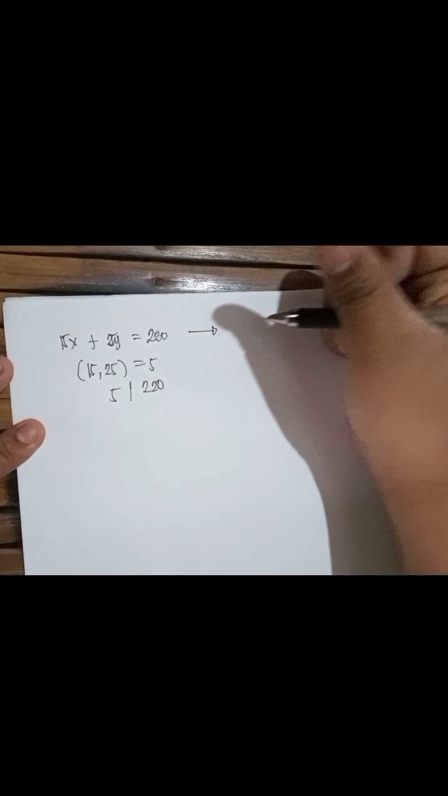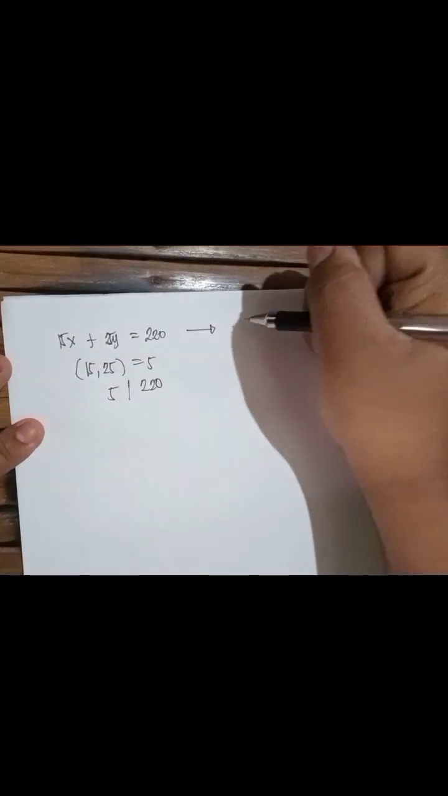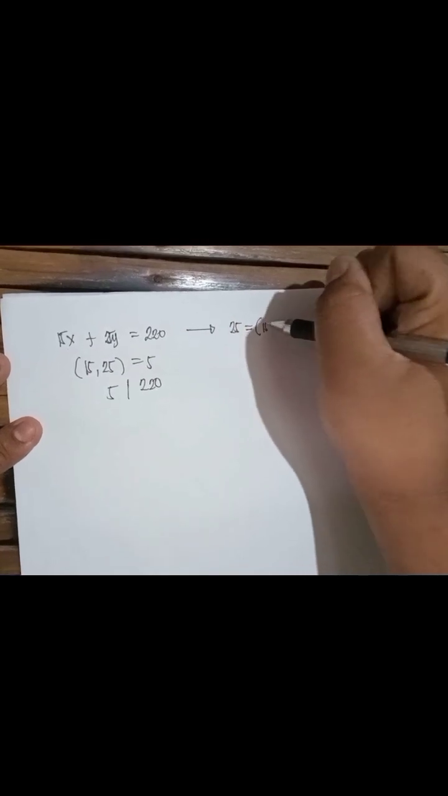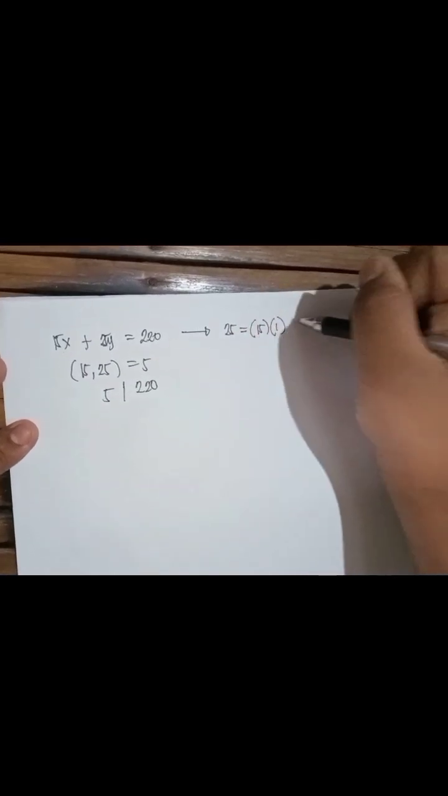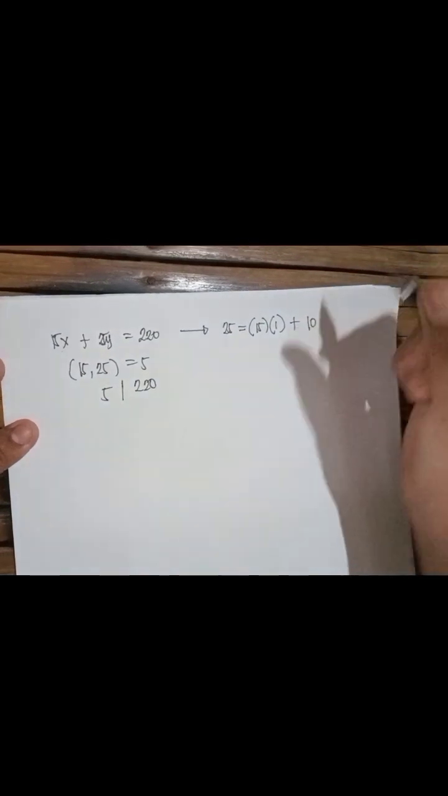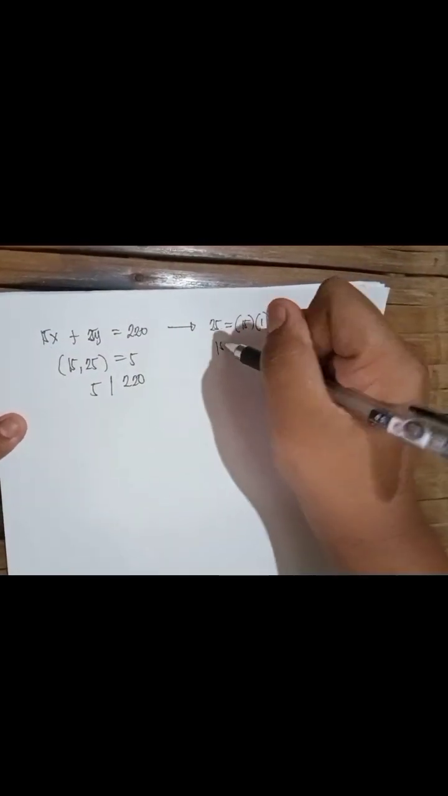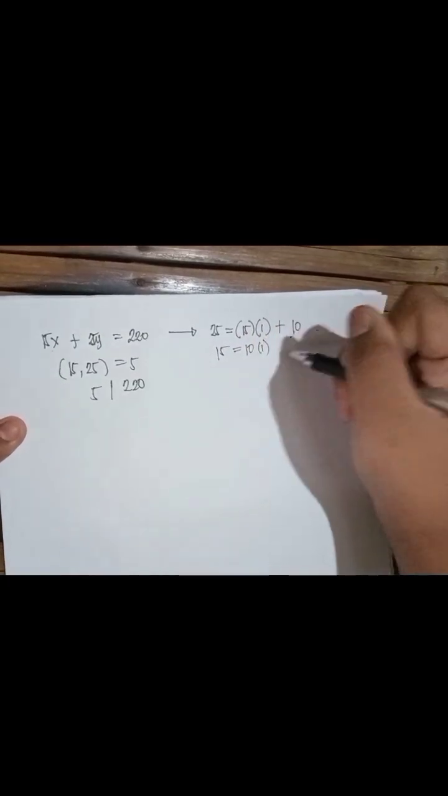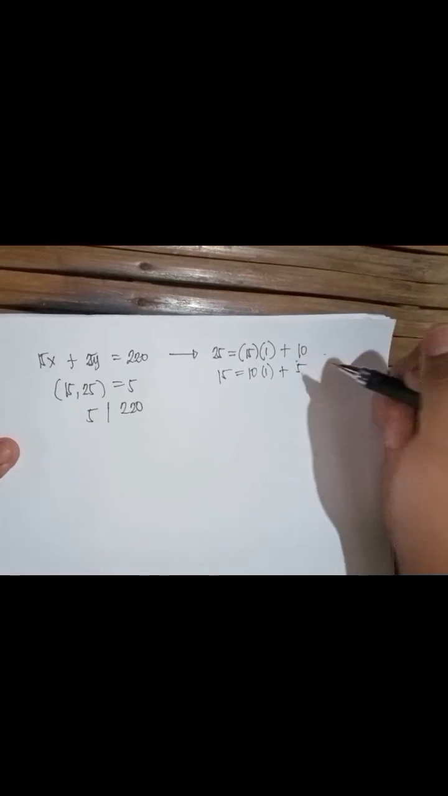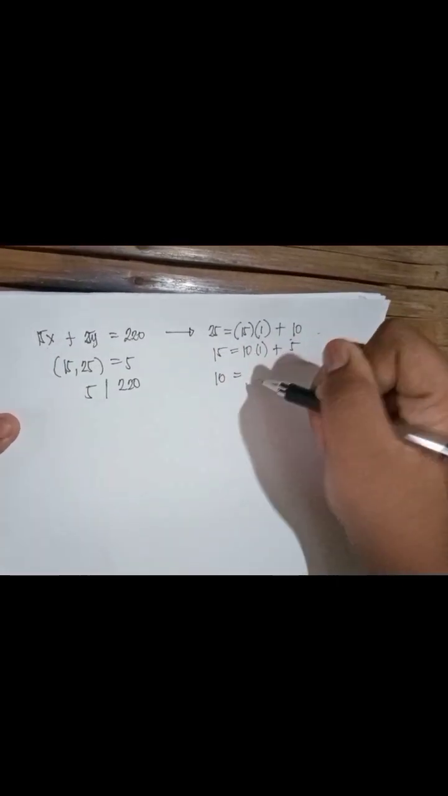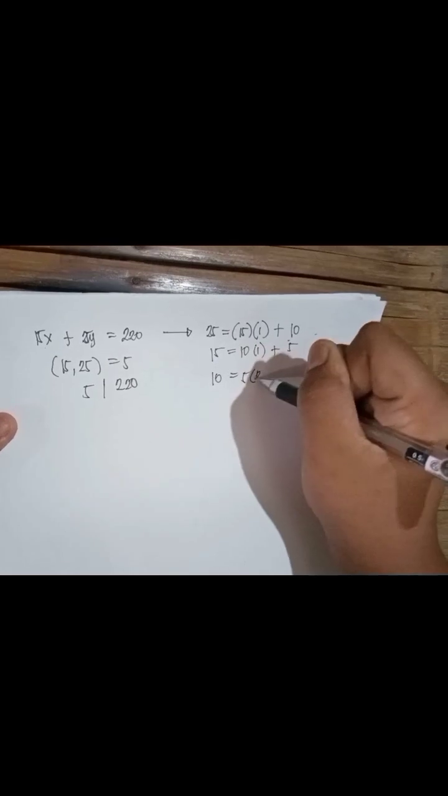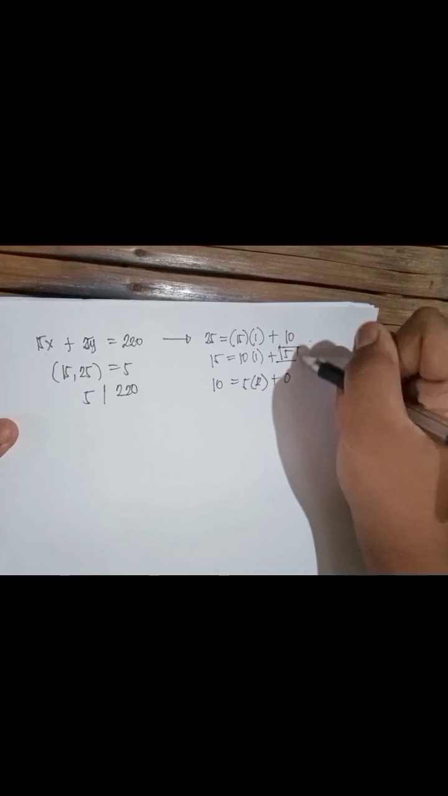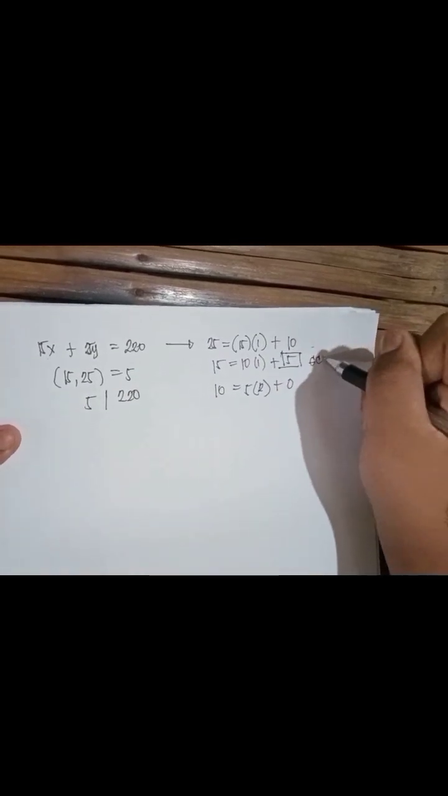Let's get their GCD using the Euclidean algorithm. 25 is equal to 15 times 1 plus 10. 10 is the remainder. 15 is equal to 10 times 1 plus the remainder 5. 10 is equal to 5 times 2 plus 0. And then their GCD is 5.